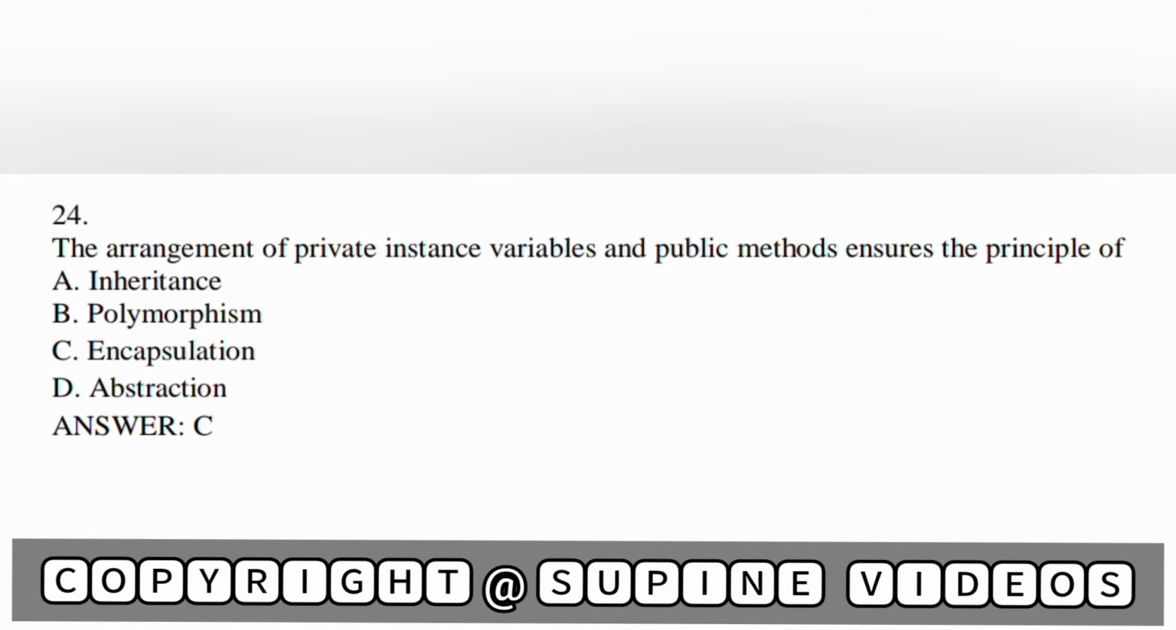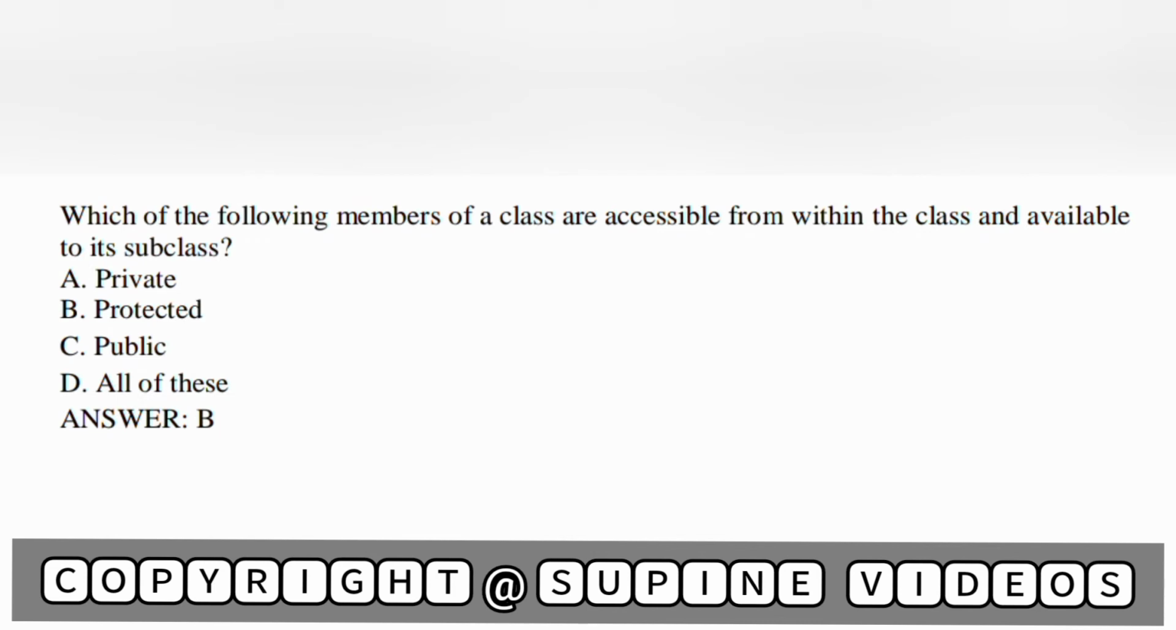Encapsulation. Question number 25. Which of the following members of a class are accessible from within the class and available to its subclass? Your options are A. Private, B. Protected, C. Public, D. All of this. The answer is option B.